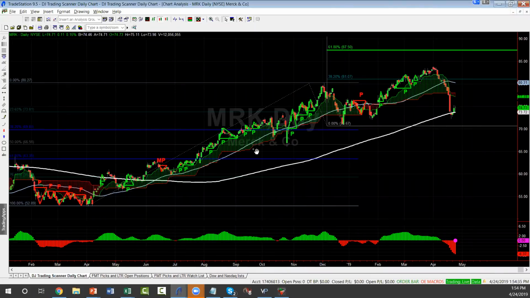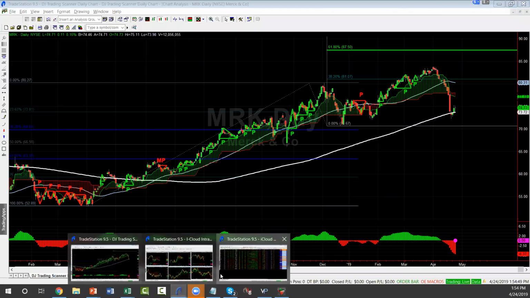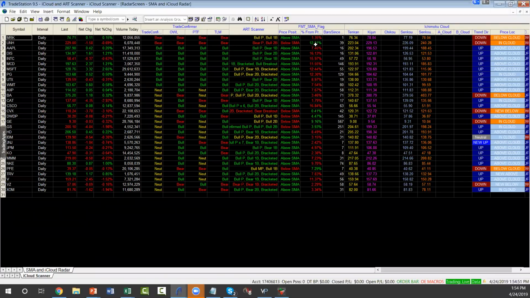So Merck, been in a long uptrend, got hurt with the rest of the healthcare stocks, hit the 200-day moving average, and found a little bit of support. I think that must have been above. Yeah, I didn't pay attention. Yeah, it's above. So there's actually a conflicting signal. This is all bearish, and this is above the SMA. So not such a good setup after all.